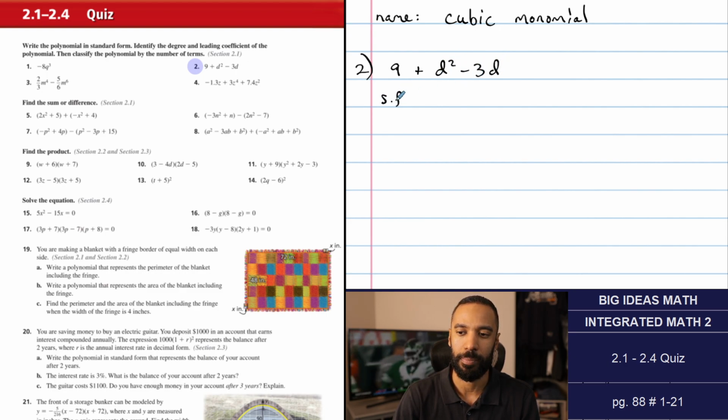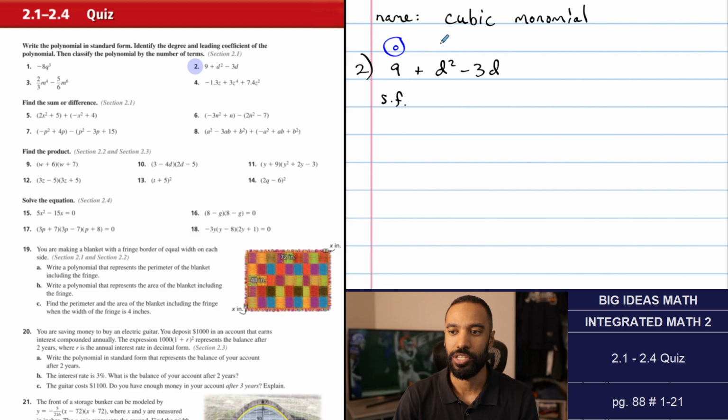So standard form is all based on the degree of each individual term. 9 has a degree of 0 because it is a constant term. It's almost as if this was 9d to the 0 power, like that. That degree is 0 as a constant. This is degree 2, the d squared, and this is of degree 1.